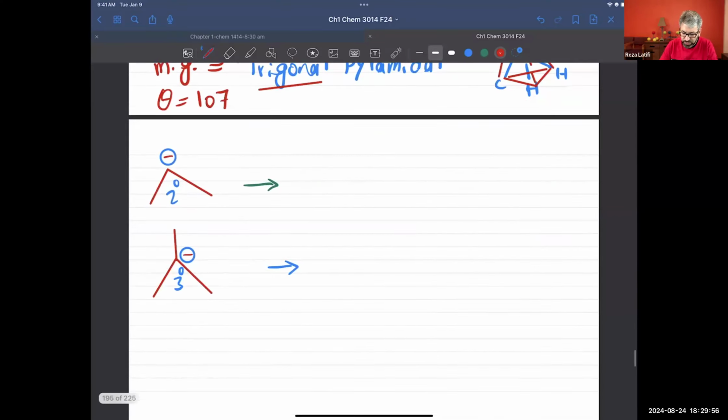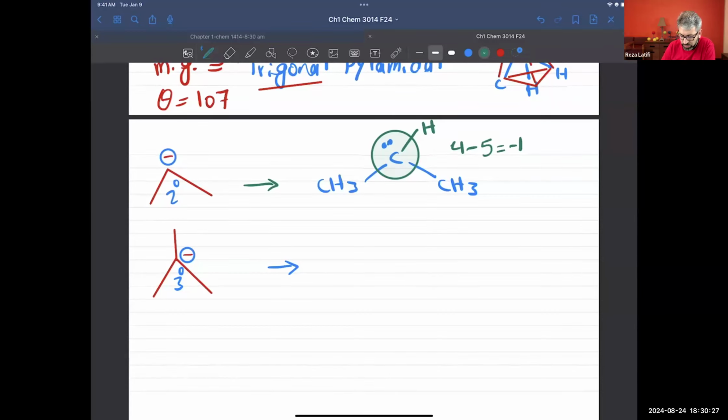How about the next one? This is a secondary carbon anion. That means you have CH3 attached to carbon, attached to CH3. What do we have on the central carbon? Right now, we have a lone pair on it because there is a negative charge. Carbon is not octet. So what should I do? I should add one more hydrogen to it. And if you draw a circle around it, that's going to give you -1 charge. 4 minus 5 will be -1. What's the hybridization? sp3.